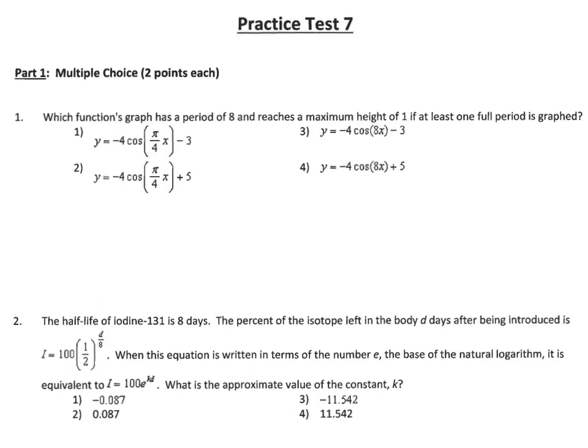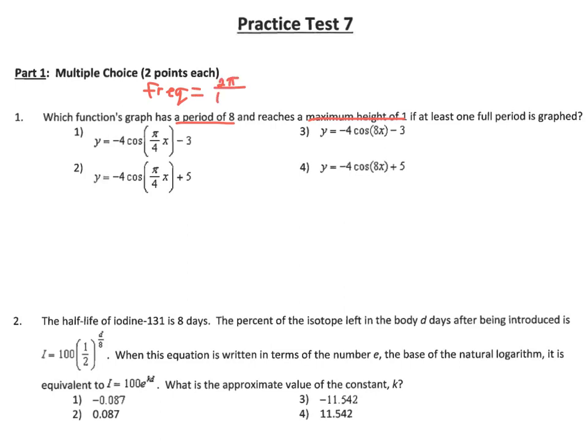Okay, so number one, which function graph has a period of 8 and reaches a maximum height of 1, if at least one full period is graphed? All right, now, in order to deal with this, the period of 8, you can use either one of the two formulas, period equals 2 pi over frequency, or I think it's actually easier to use frequency equals 2 pi over the period.